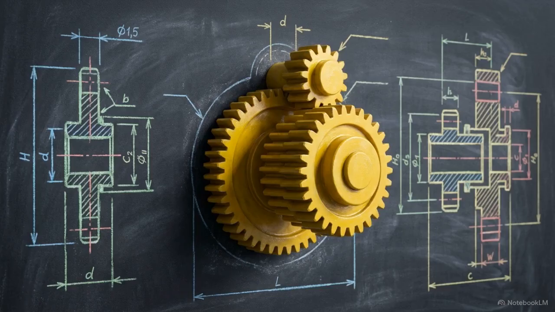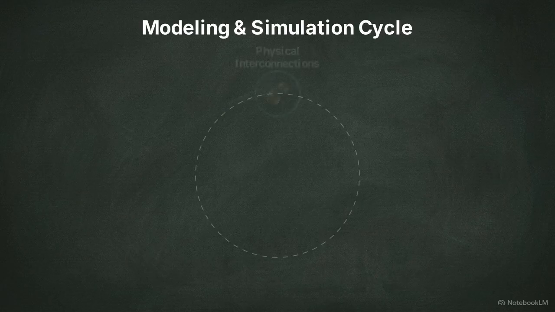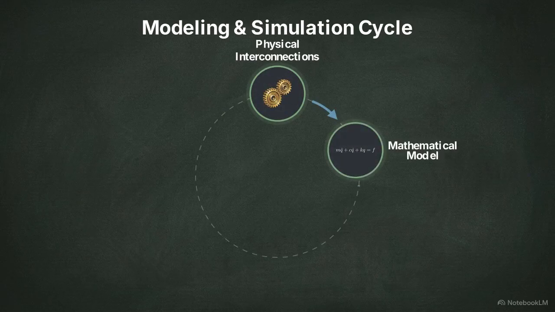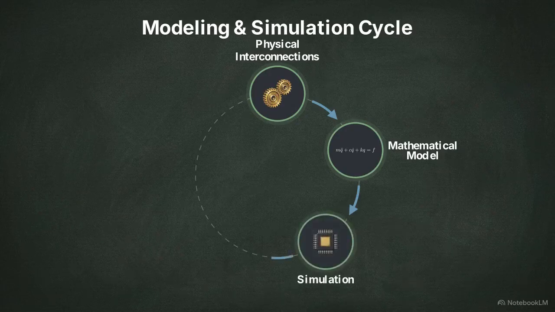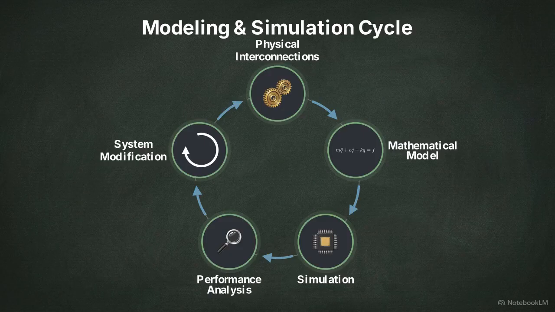A good model is a deliberate simplification. It ignores physical details that do not affect motion, like the color of a component, to focus on the dynamic relationships required for control design. The process follows a chronological cycle. We establish the physical laws governing the interconnections, derive the mathematical equations, simulate responses, and analyze the resulting performance.